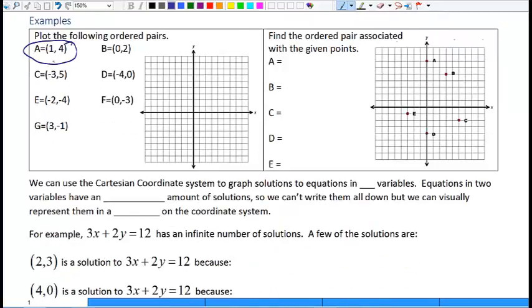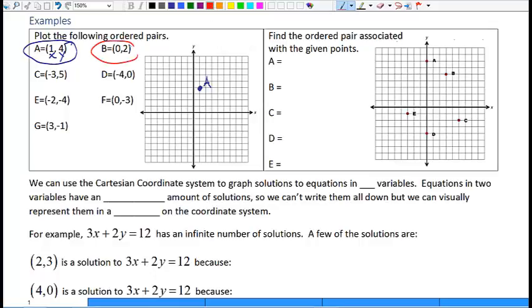So for the first point, A is equal to (1, 4). My x-coordinate is 1, my y-coordinate is 4. So starting from the origin, I'm going to go in the x direction a positive 1, which is 1 to the right. And in my y direction, I go 4 in the positive direction, which is up. 1, 2, 3, 4. Notice that I didn't put my pencil down until I actually got to the (1, 4) location. That location is point A.